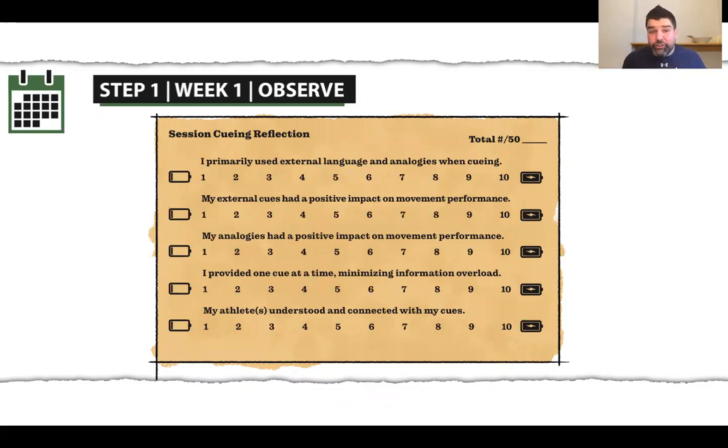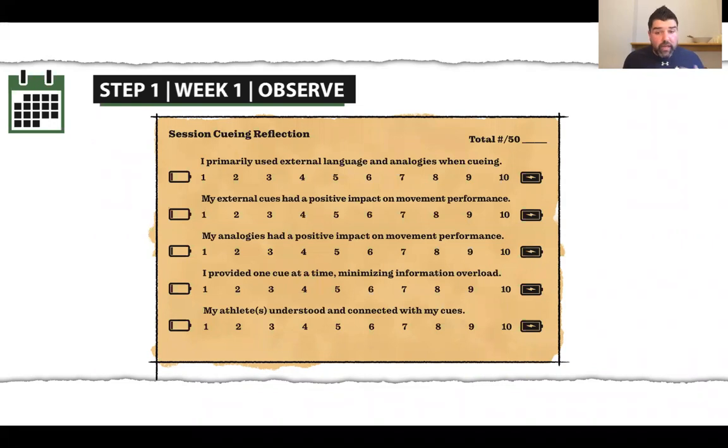3, my analogies had a positive impact on movement performance. Again, rating yourself. 4, I provided one cue at a time, minimizing information overload. How good were you at that? And then finally, my athletes understood and connected with my cues. Are you ascertaining through their movement, through their body language, through their eye contact, are they in fact making these changes? And so using this as a starting point, you could give yourself a rating out of 50 and go from there to support your reflection.